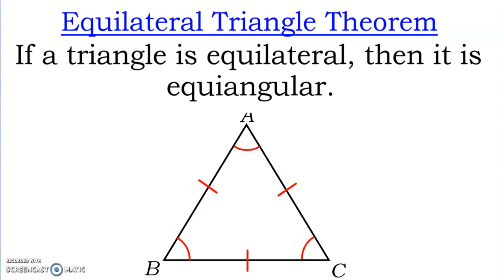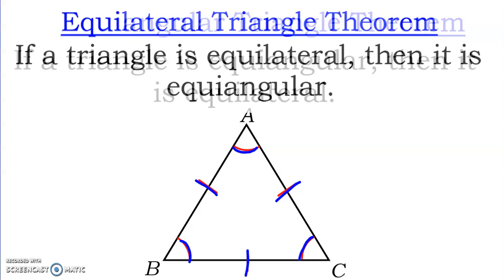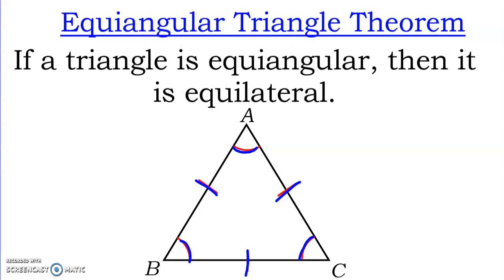All right, equilateral triangle theorem. If a triangle is equilateral, then it is equiangular. So if all 3 side lengths are the same, it also means that all 3 angle measures are the same. Now, we also have a theorem called the equiangular triangle theorem that says if a triangle is equiangular, so if all the angles are equal, then it is equilateral. So if all the angles are equal, then we also know all the sides are equal.